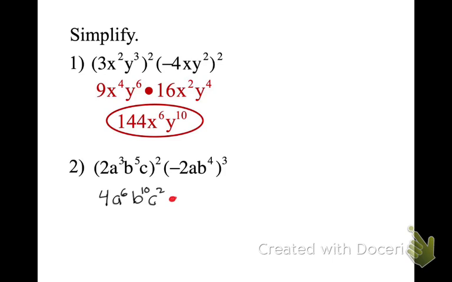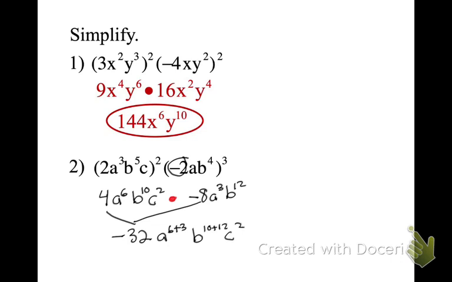And then I'm going to go times, here we go again, negative 2 to the 3rd power is negative 2 times negative 2 is positive 4 times negative 2 is negative 8. And then I have A to the 3rd, B to the 12th. So now I'm ready to multiply coefficient with coefficient, negative 32. A to the 6th plus the 3rd, B to the 10th plus the 12th, and C squared. Negative 32, A to the 9th, B to the 22nd, C squared.